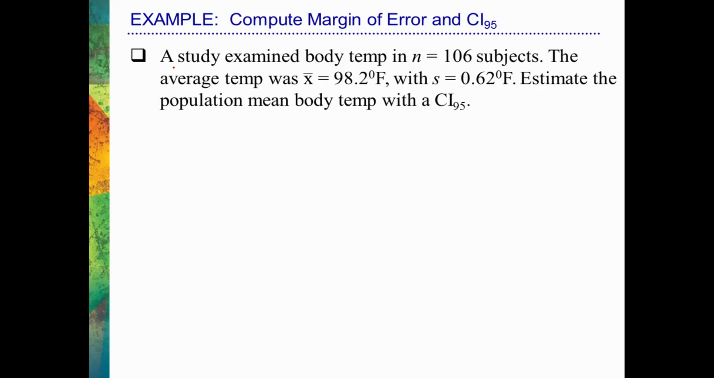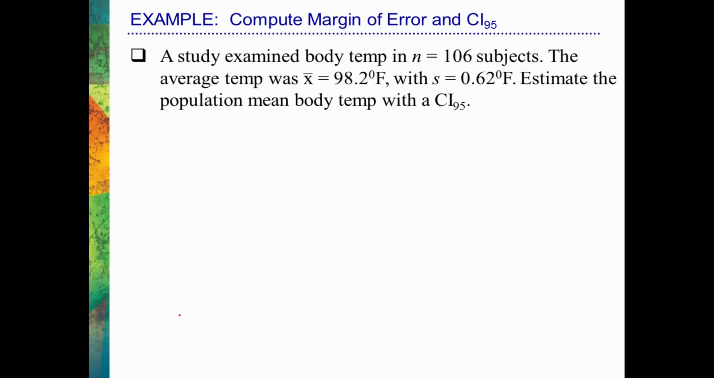A study examined body temperature in 106 subjects. So that's our N, that's our sample size. The average temperature, X bar, was equal to 98.2 degrees Fahrenheit with a standard deviation of 0.62 degrees Fahrenheit. So, of course, not everybody had exactly the same body temperature. There was some variability. Standard deviation measures that variability. But the sample mean was equal to 98.2. Estimate the population mean body temperature.